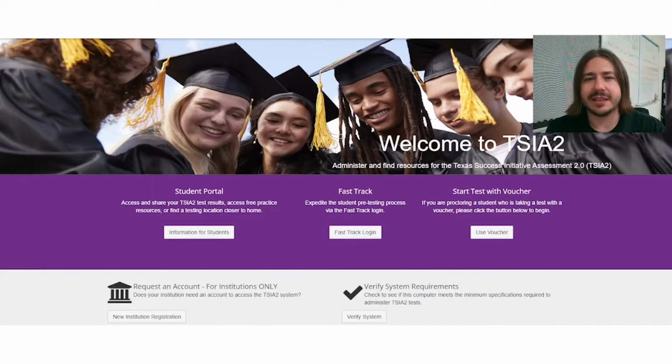The TSI math test is a 20-question test, and if you get enough of those questions right, you're done. Congratulations, you passed the test. However, if you don't pass the first set of 20 questions, you'll be directed to a 48-question diagnostic math test that will help pinpoint the areas that you're struggling with the most.